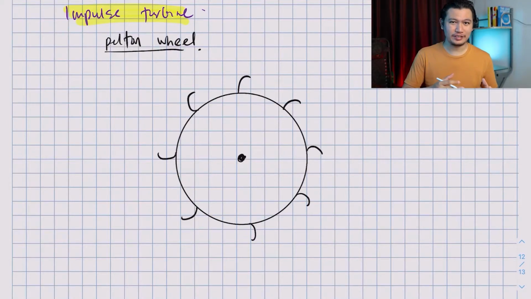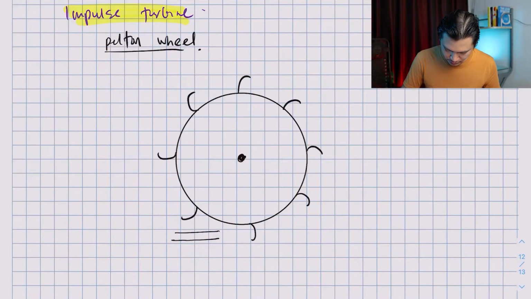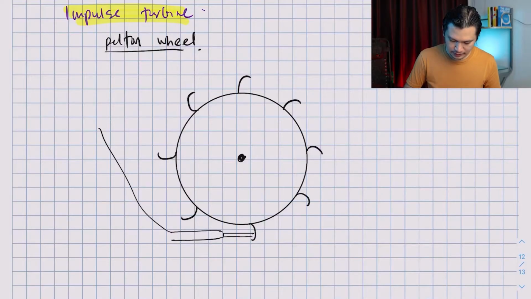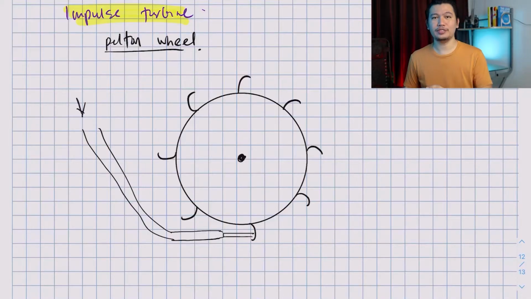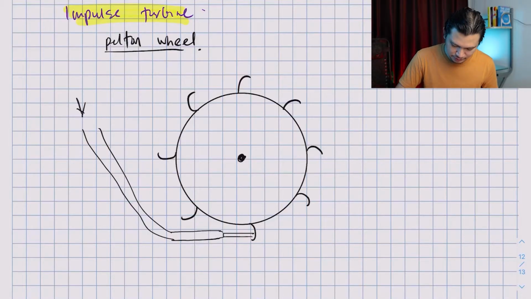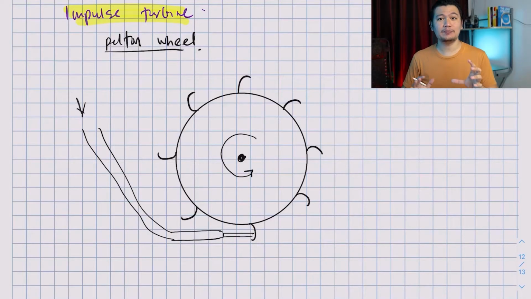And to move the wheel, you have a jet, right? And this jet is going to inject water into this wheel, right? So this is the water. And this jet is connected to a water reservoir somewhere. And the water goes here and into the bucket. And this spins the entire Pelton wheel.